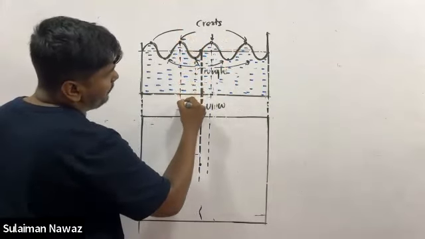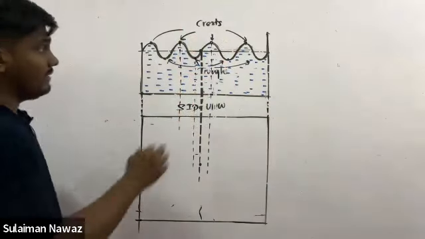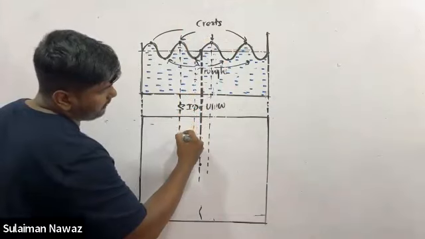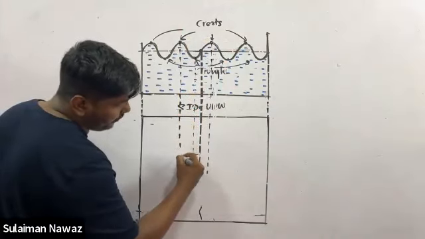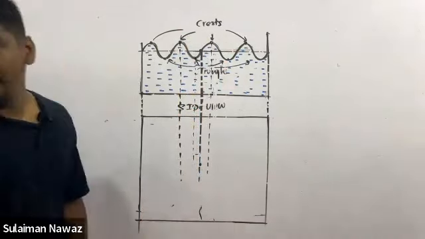Then if we connect all the crests together, just think about this one and this one. There will be circular shape geometries. Those circular shape geometries we call as wavefronts, circular wavefronts. Okay.